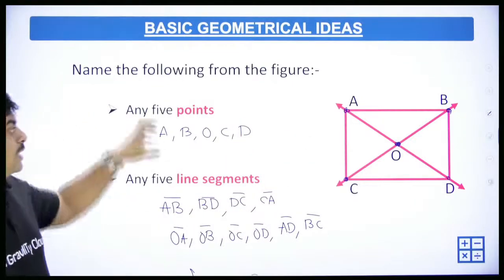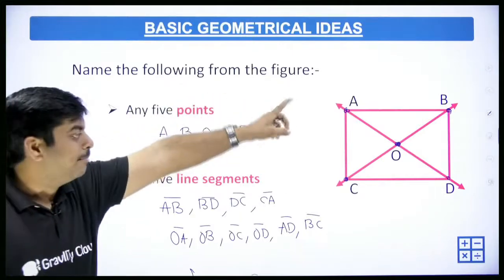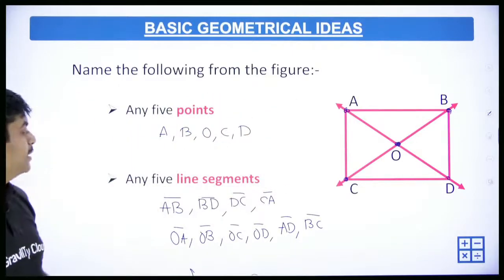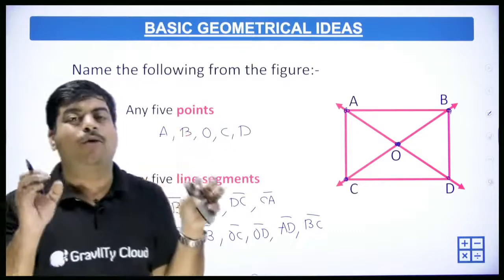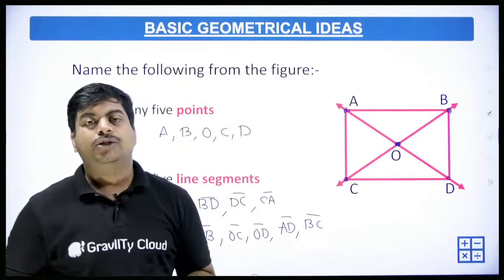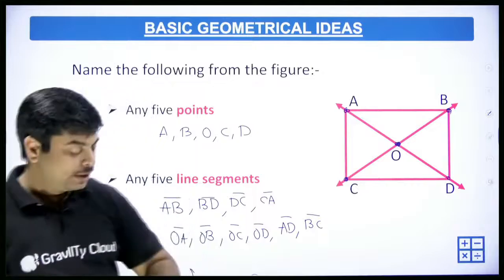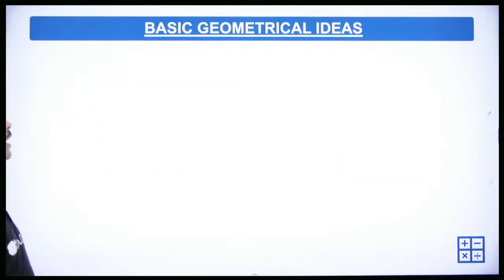So the first one we discussed was points: all the capitals A, B, C, D, O are points. Line segments should have endpoints in both directions. Let's move ahead.